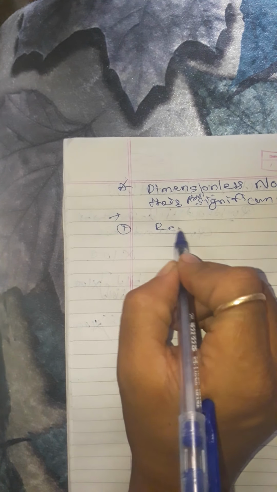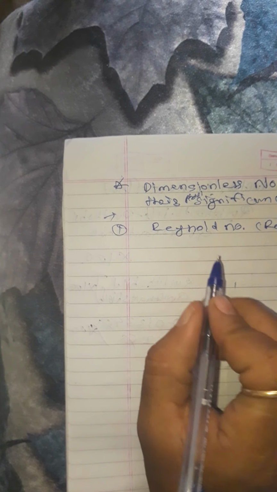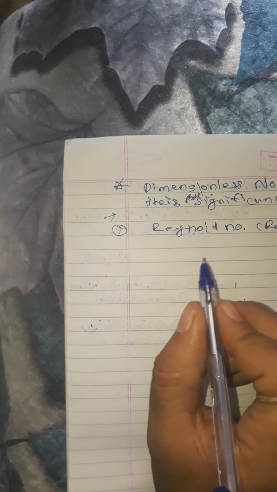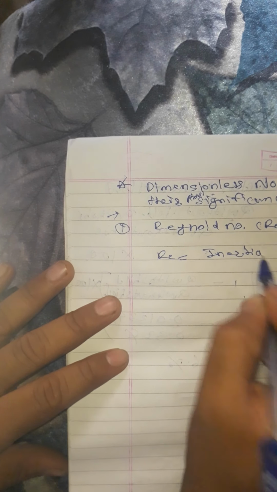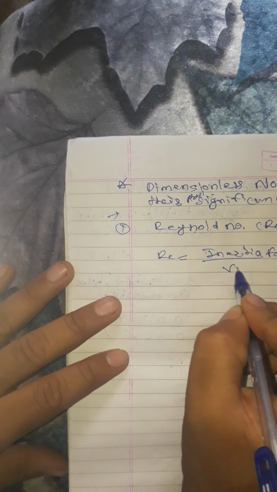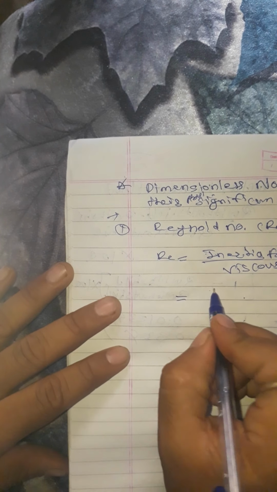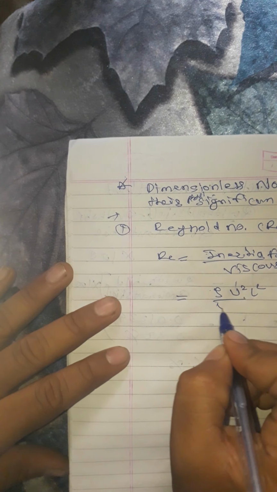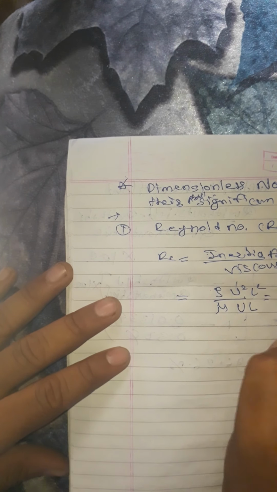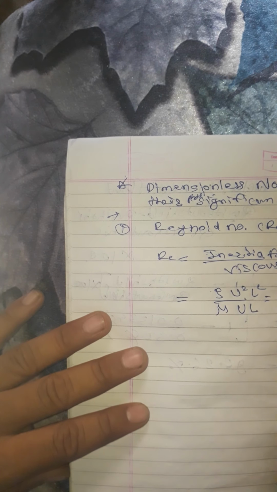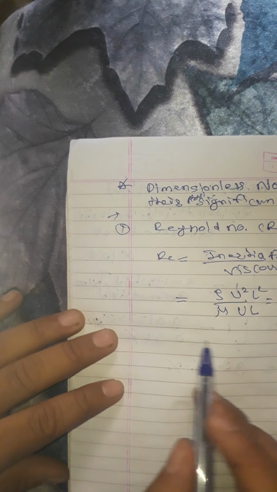First, Reynolds number, that is Re. It is defined as the ratio of inertia force to the viscous force. That is Re is equal to inertia force divided by viscous force, which is equal to rho u square L square divided by mu u L, which is equal to rho u L divided by mu, which is equal to u L divided by nu. This is the Reynolds number.